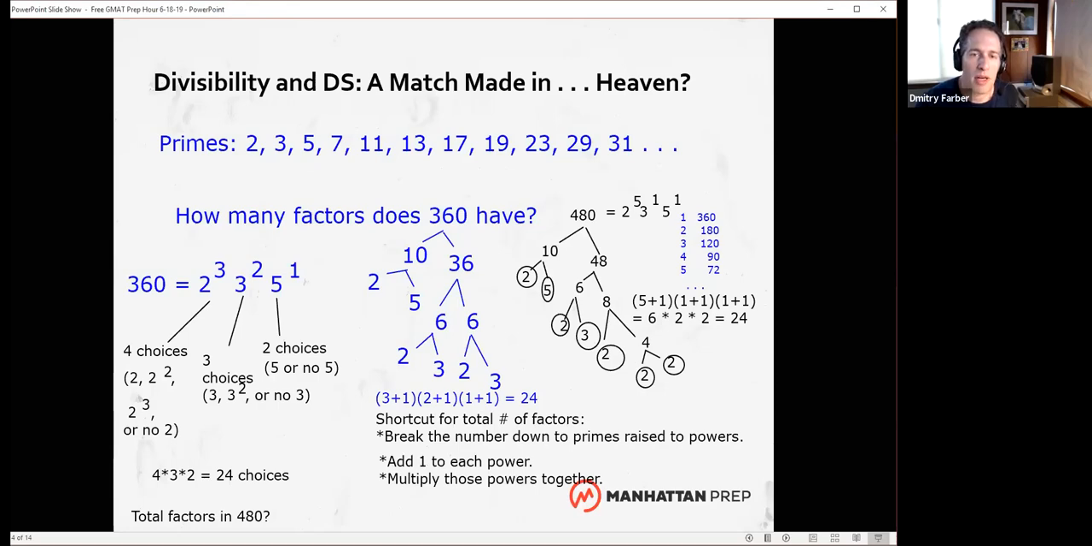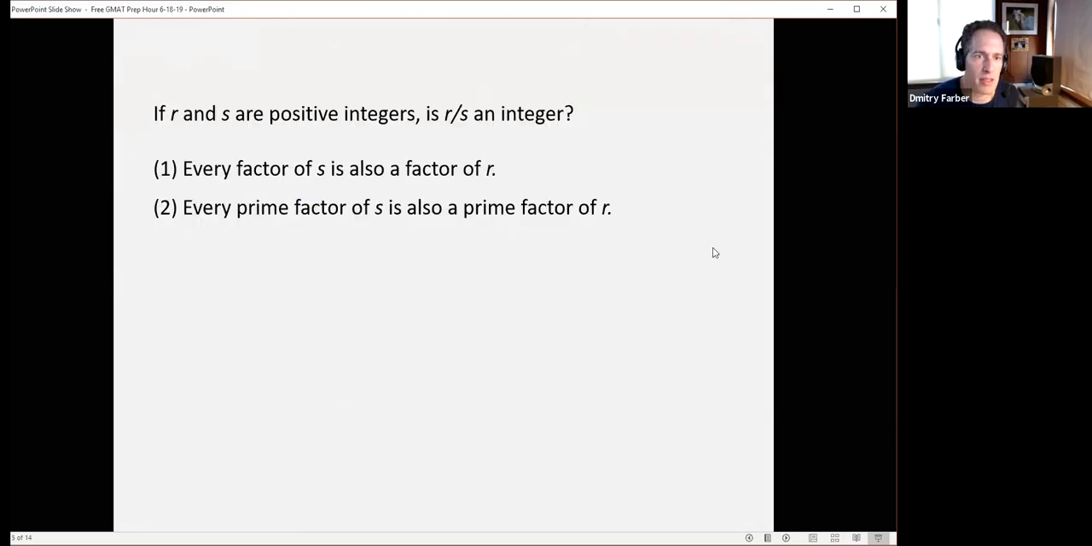All right, so now we're going to add in the data sufficiency part of things, which basically is where they're going to ask you a question formatted like this. If R and S are positive integers, is R over S an integer? So they're asking very often a yes/no question. And then they're giving you some statements that deal with that. So I'll give you all a moment to look at it.